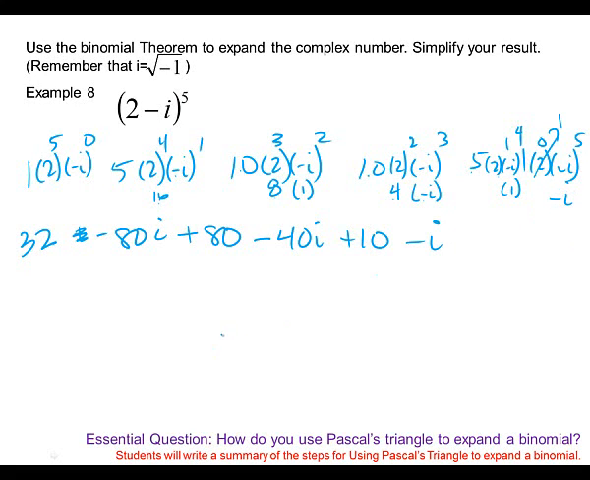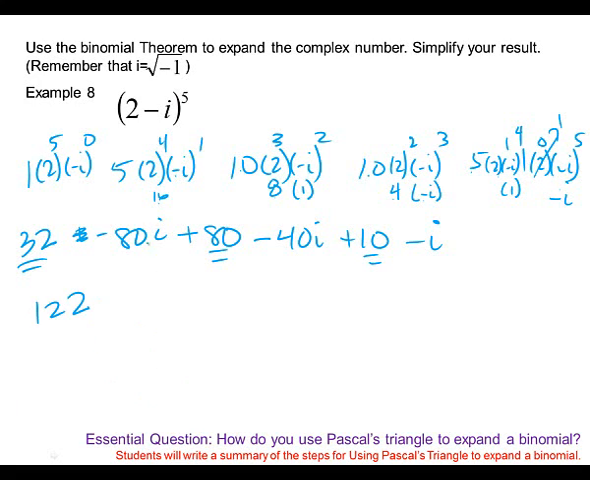Now we're combining like terms and it should be a binomial answer, right? So 32, 80, and 10, or 90 plus 32 ends up being 192? 122. Okay.